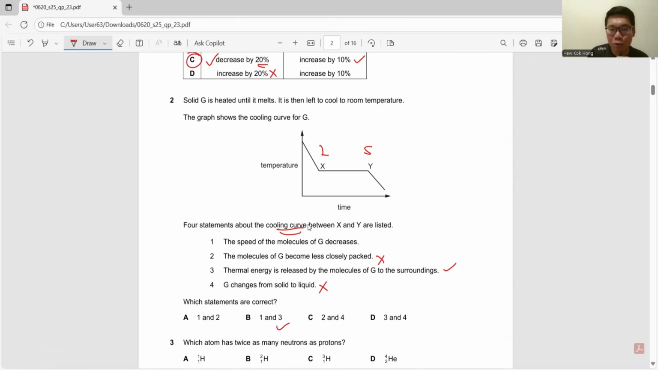So we only have these two options, and we definitely know 4 is confirmed wrong. 1 is not accurate for XY, but it's still correct for the cooling curve. That's why we choose B. It's the more logical answer.